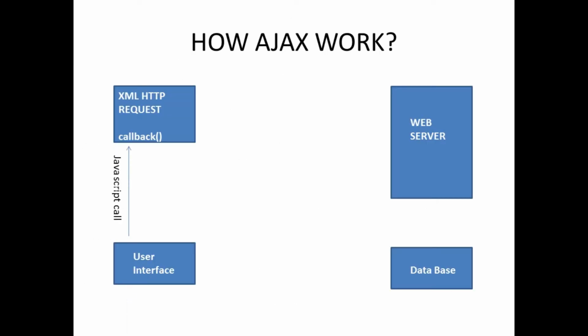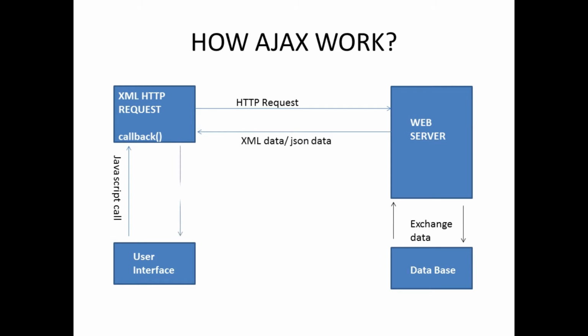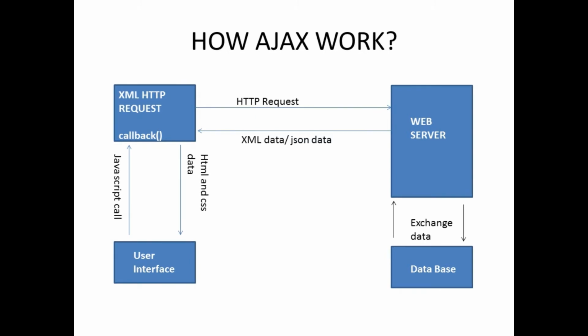So the next point is how AJAX works. So we have one user interface here. The user interface sends a JavaScript call to the XMLHttpRequest callback method, then one HTTP request is sent to the web server, then the web server on the basis of the request exchanges data with the database and gets the data in XML or JSON format and sends it back to the UI. So this is the whole procedure of how AJAX works.